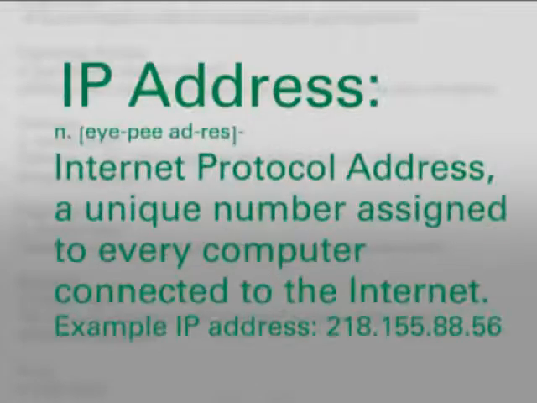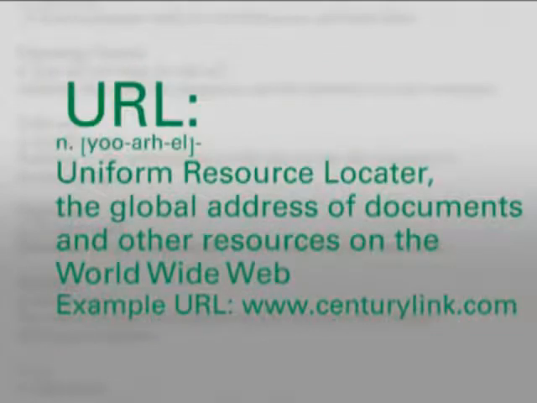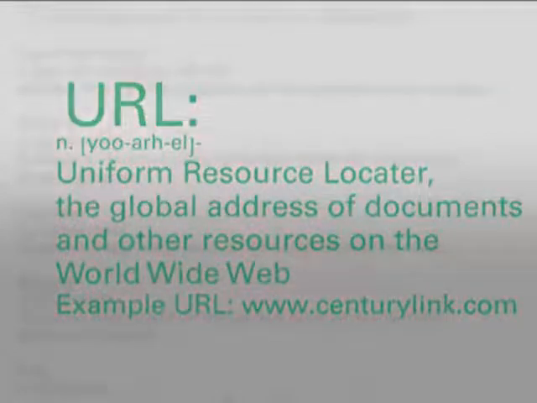Every computer connected to the internet is assigned a unique number known as an IP address. These numbers are usually assigned in country-based blocks, so an IP address can often be used to identify the country from which a computer is connecting to the internet. URL stands for Uniform Resource Locator. It is the global address of documents and other resources on the World Wide Web.